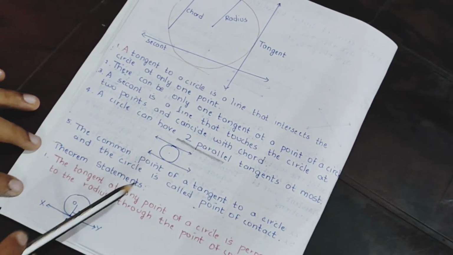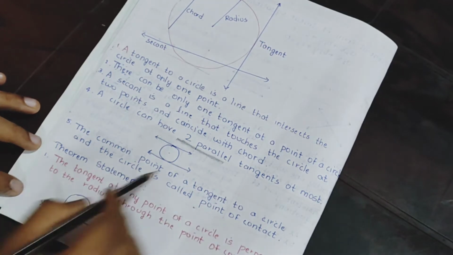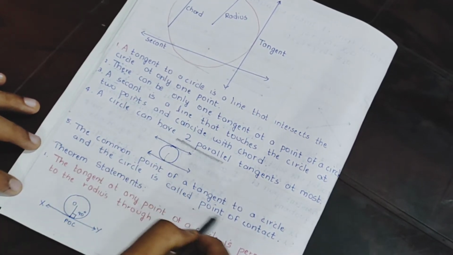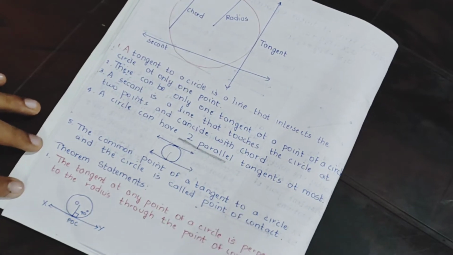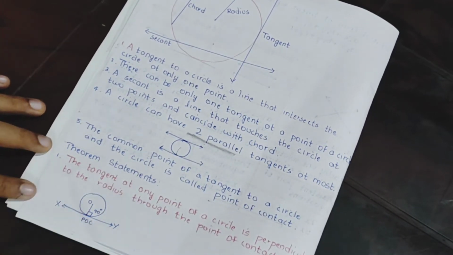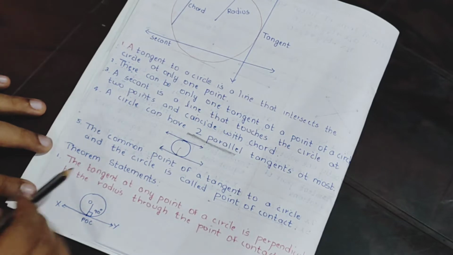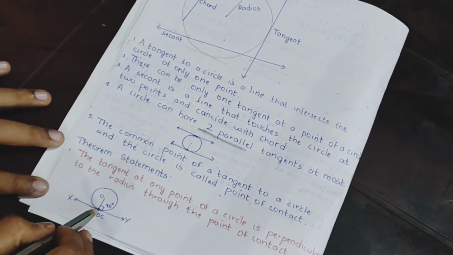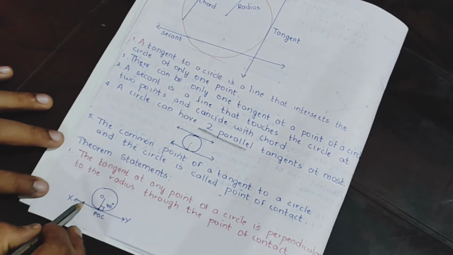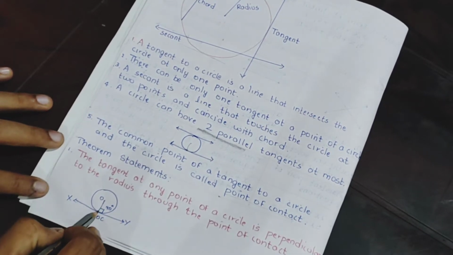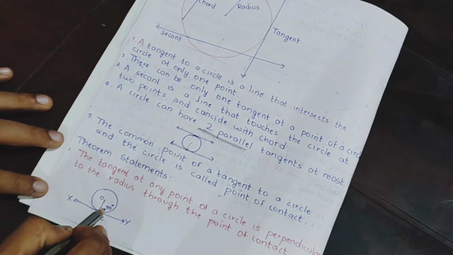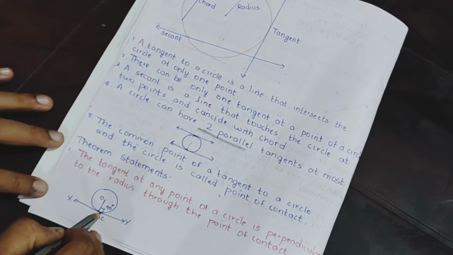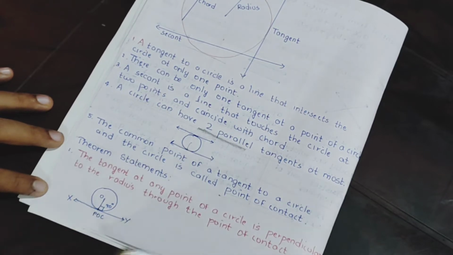Next, coming to one more definition: the point where the tangent and the radius meet is called the point of contact. Next, we have two theorems in this circles chapter that you need to know. The tangent at any point of the circle is perpendicular to the radius. At the point of contact, the tangent and the radius make 90 degrees. This you should not forget.